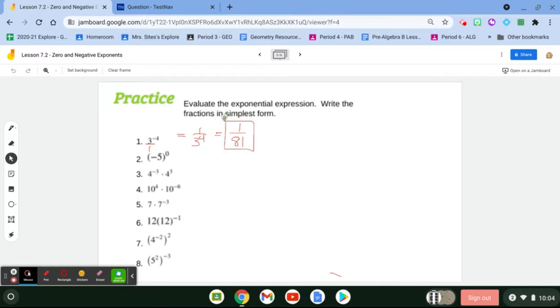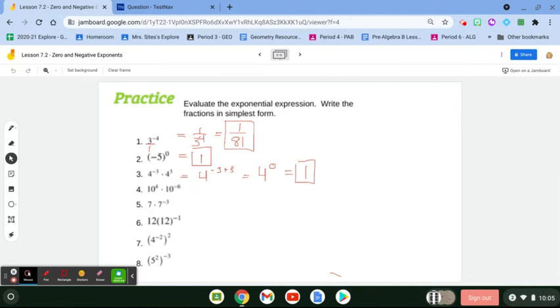For question number 2, I learned in this lesson that anything raised to the 0 power is 1. So the final answer for question number 2 is 1. In question number 3, this is a blast from your past. If you have the same base, you're going to keep your base and you're going to add your exponents together. So if you have negative 3 plus 3, that's going to give you a 0. And we learned anything raised to the 0 power is just going to be 1. So your final answer for question number 3 is 1.